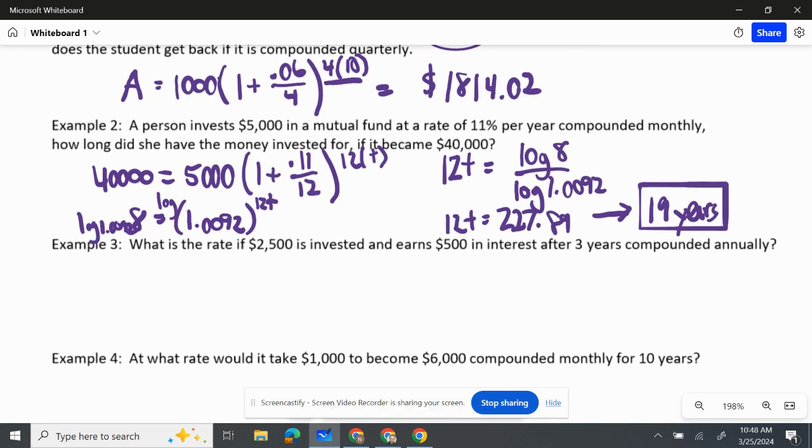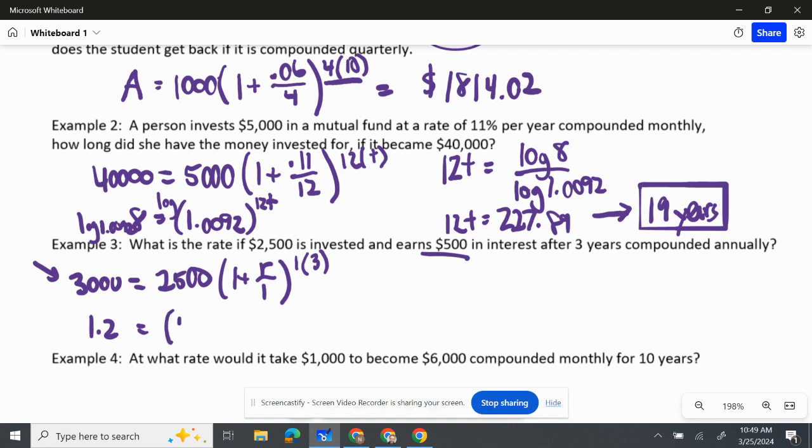So for the next example, this one's a little confusing because we have a rate of 2,500. Notice it earns 500. A lot of students want to set it equal to 500, but the second number should be more than the first if it's an investment that's actually making money. What it's saying is it earns $500. So if you have 2,500 and you earn 500, it ends up being $3,000. Then we have the 1 plus r. It's annually, so that would be 1 raised to the 1 times 3. Now I'm going to divide the 3,000 by the 2,500, and that right there gives me 1.2.